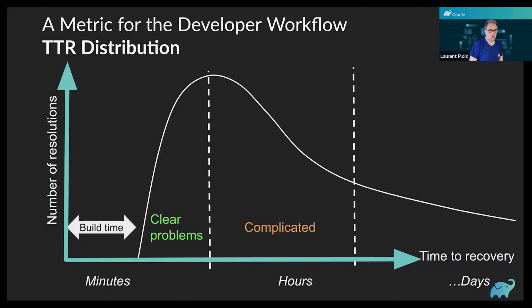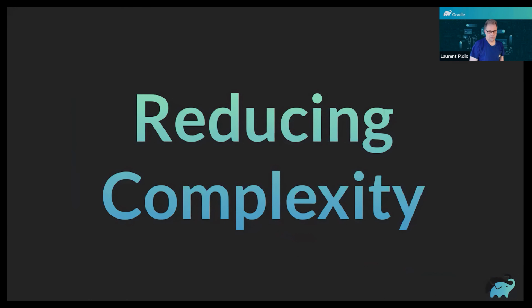And then you got the complicated ones. You must reason about how the code reacts. There is a model you have in your head. You can reason about it. And then you're going to have the complex issues. Clear problems take minutes, complicated ones up to an hour or two. And then it can take a long time to fix the complex issues, not to mention the chaotic aspects. But we want to reduce this complexity, right?